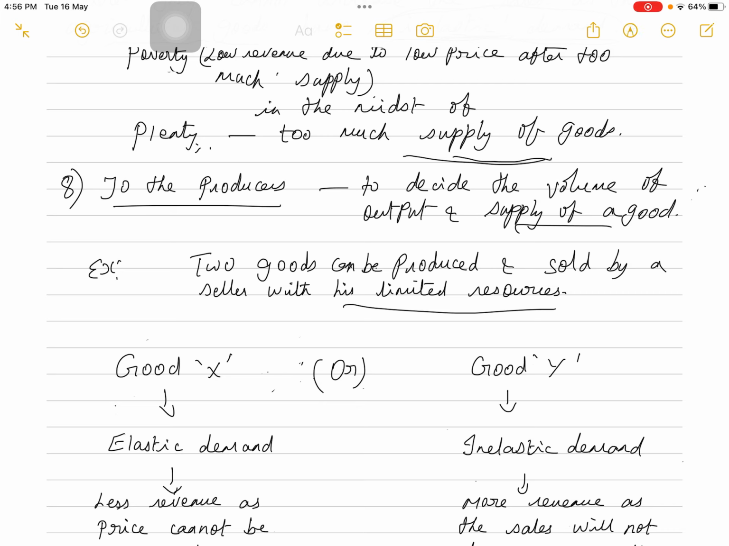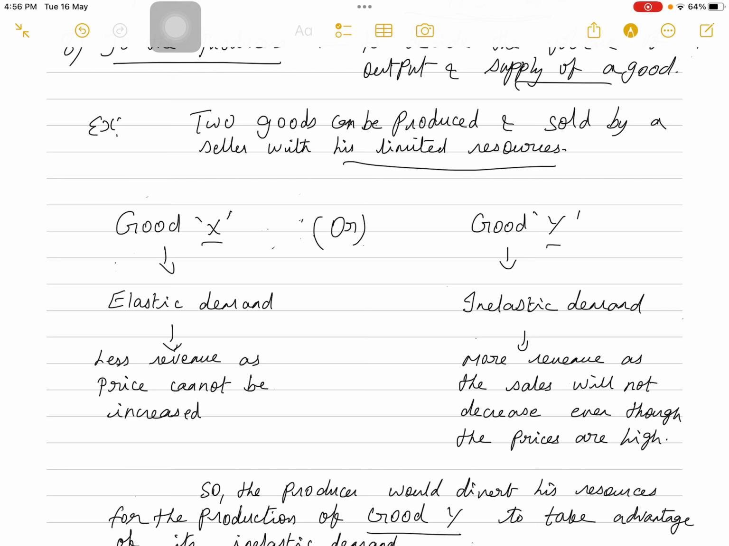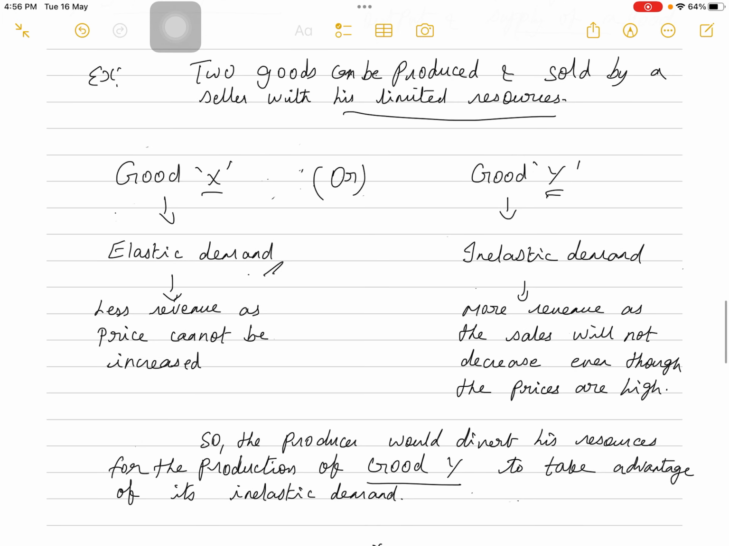So with his limited resources, he has to decide whether this resource has to be diverted or used for the production of good X or for the production of good Y. Now let us assume good X is having elastic demand. So with elastic demand, the producer will get only less revenue because he cannot increase the price. And if good Y is having inelastic demand, the producer can get more revenue as the sales will not decrease even though the prices are high.